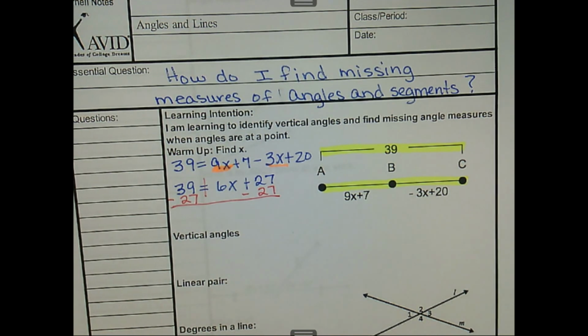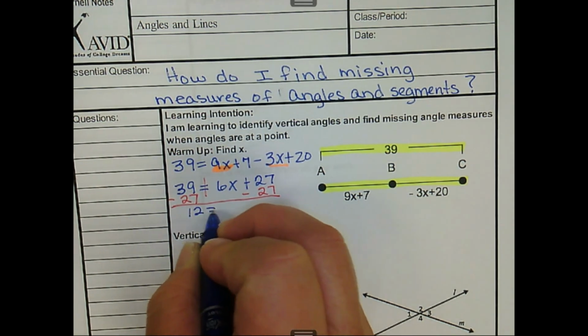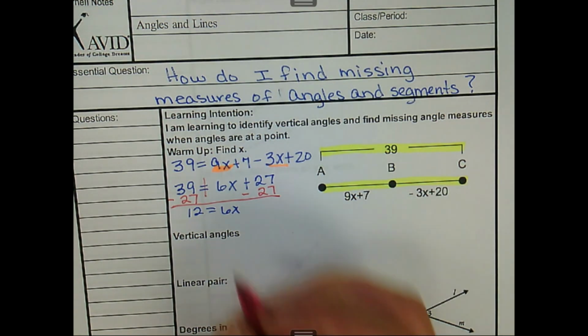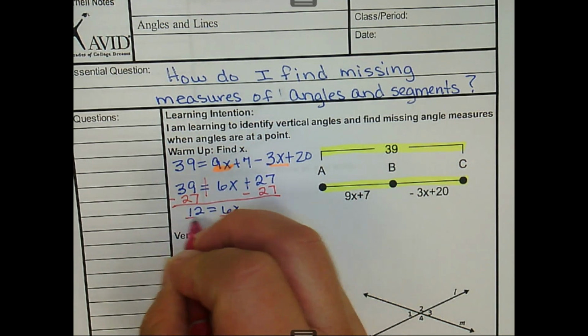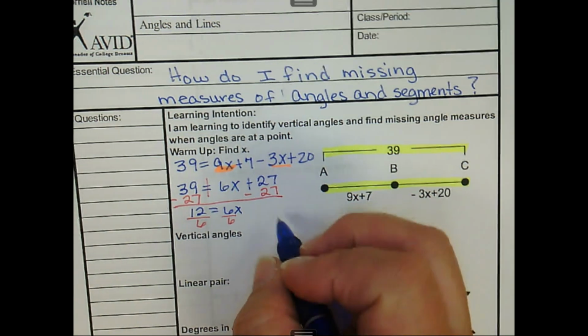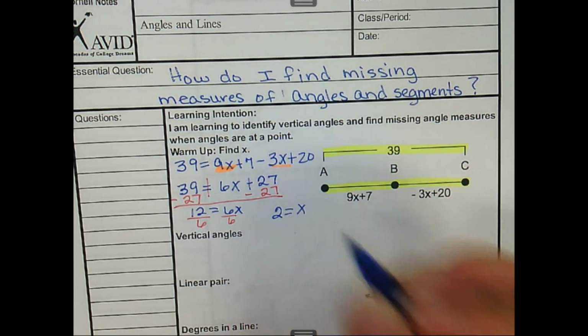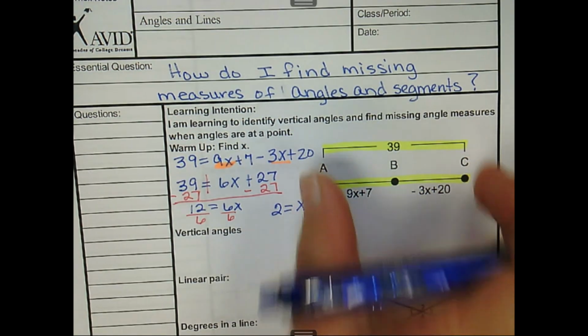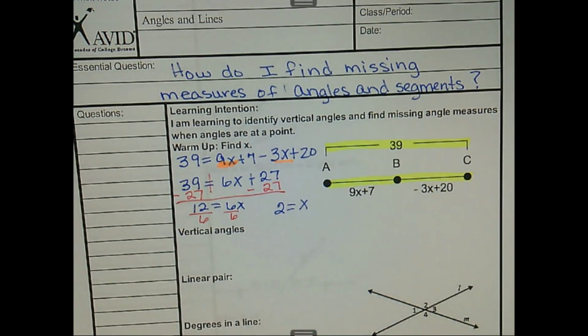Now, 12 is equal to 6x. Last step is to divide both sides by the coefficient of x, which is 6. And x will be equal to 2, or 2 is equal to x, however you want to put it. Okay, so when we're looking at segment addition, the whole thing is equal to the sum of its parts. The same thing will happen with angles.